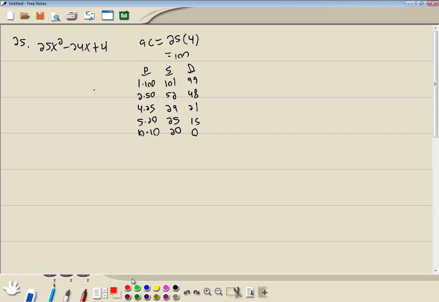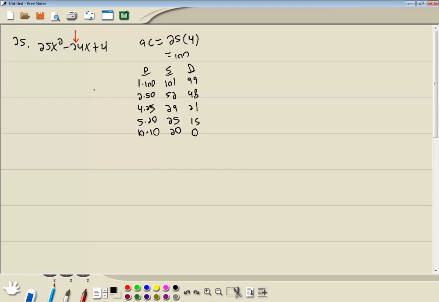The number we're looking for is the number in our middle term, which is 24. I don't see it anywhere. I'm assuming it's prime. It can't factor, but let me check my products. Okay, 25 times 4 is 100. 1 times 100, 2 times 50, 4 times 25, 5 times 20, 6, no, 7, no, 8, no, 9, no, 10 times 10.